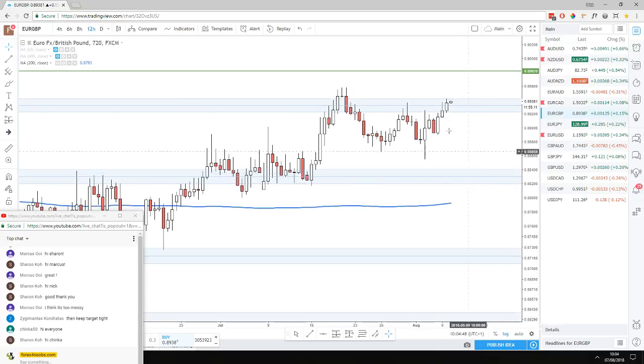EURGBP has hit this resistance area again. I don't really see any decent trade setups here.